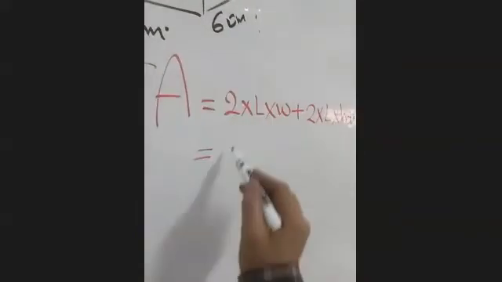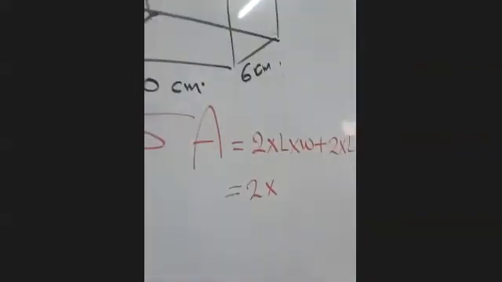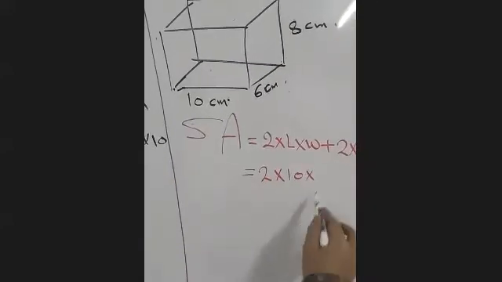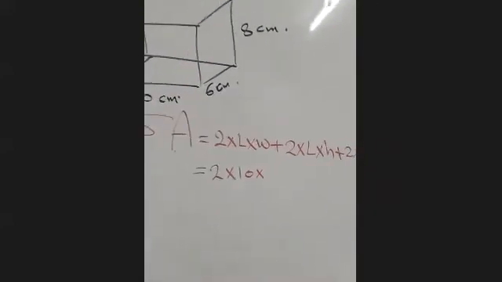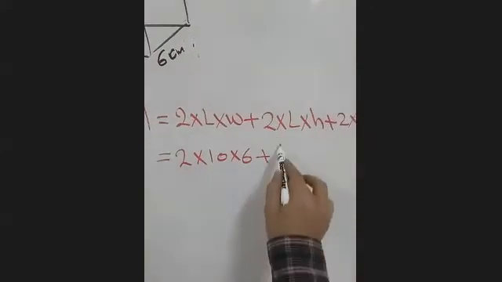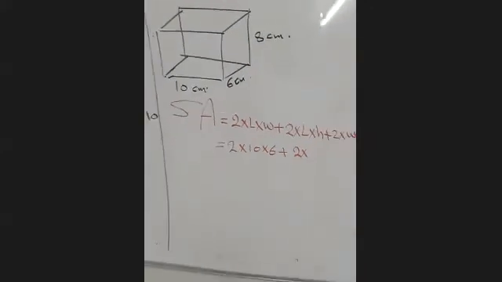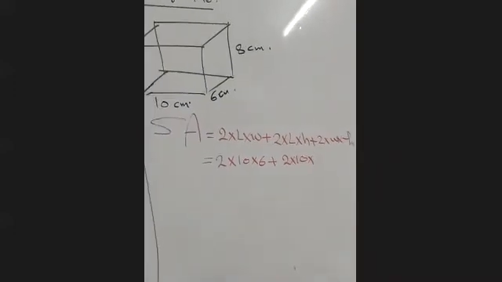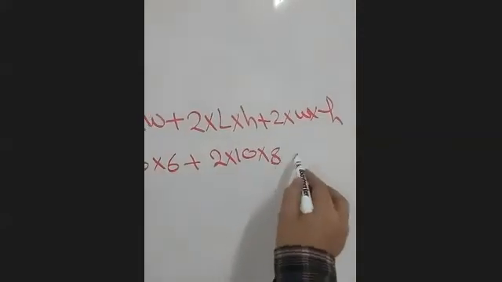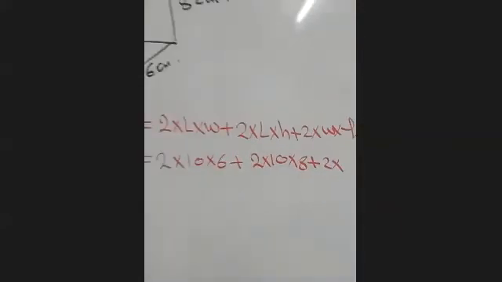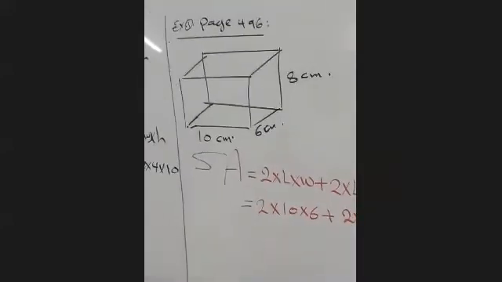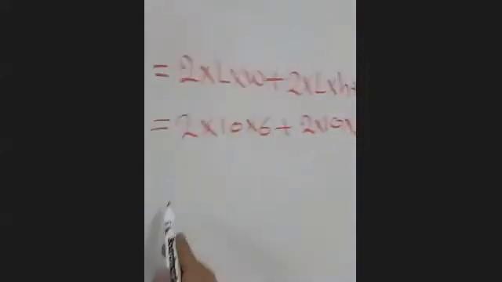This is the formula. Equal. 2 multiply length, how much? Length 10, multiply width, how much? 6. Plus 2 comes down, multiply length 10 again, multiply height, how much? 8. Plus 2 multiply width 6, multiply height 8. Equal.